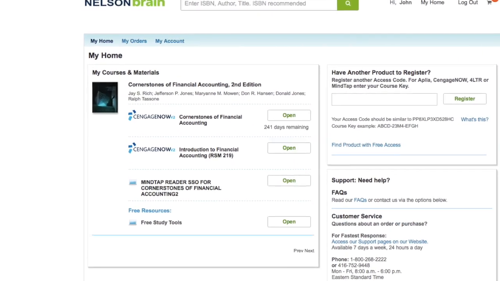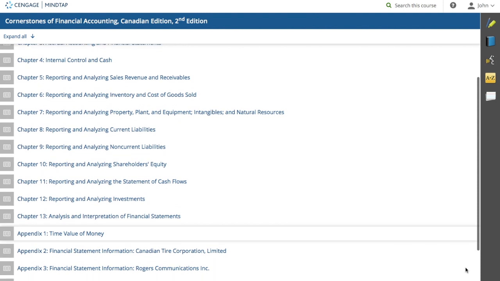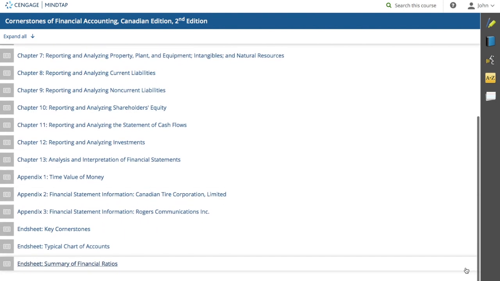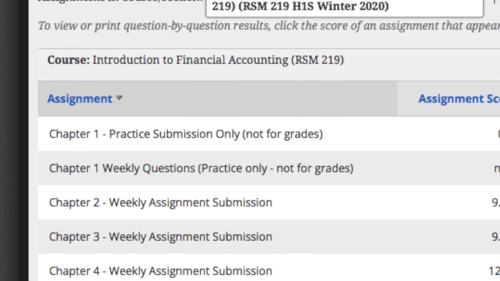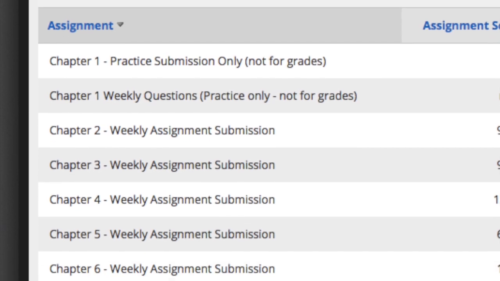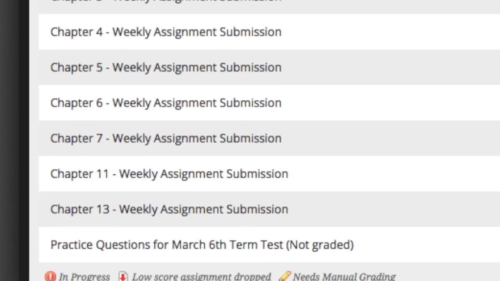The platform that's mainly used for RSM 219, whether it's for homework or assignments, is called Nelson Brain, which shows you the textbook and the different homework that you'll need to do throughout the year. So my professor divided each chapter into different questions, so it was very easy to follow along. And there would be weekly homework that we would do through Cengage Now, which is a part of Nelson Brain.